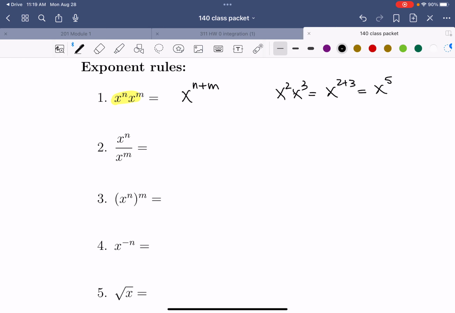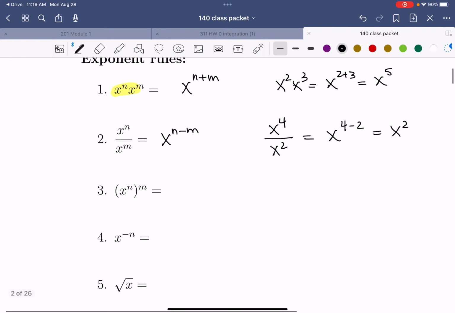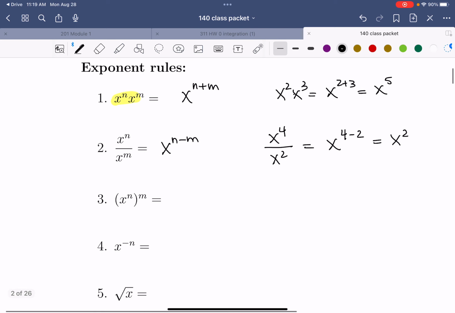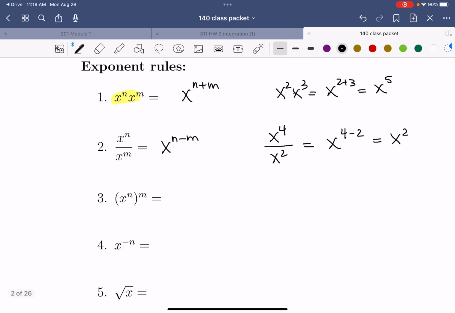Okay. For division, instead of adding, we subtract. So this is x to the n minus m. So if we have x to the 4th over x squared, this becomes x to the 4 minus 2, or x squared. When we have powers to powers, and note the difference between 1 and 3. 1 is multiplying two things with the same base, and number 3 is taking a power to a new power. In this case, we're going to multiply n times m. Okay, so if you have x squared to the 3rd power, you're going to take x to the 2 times 3 and get x to the 6th.